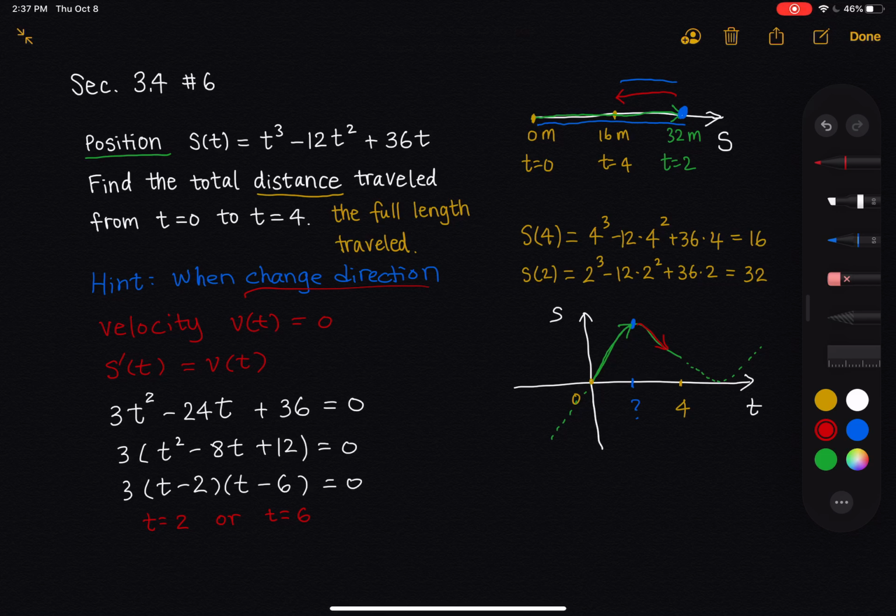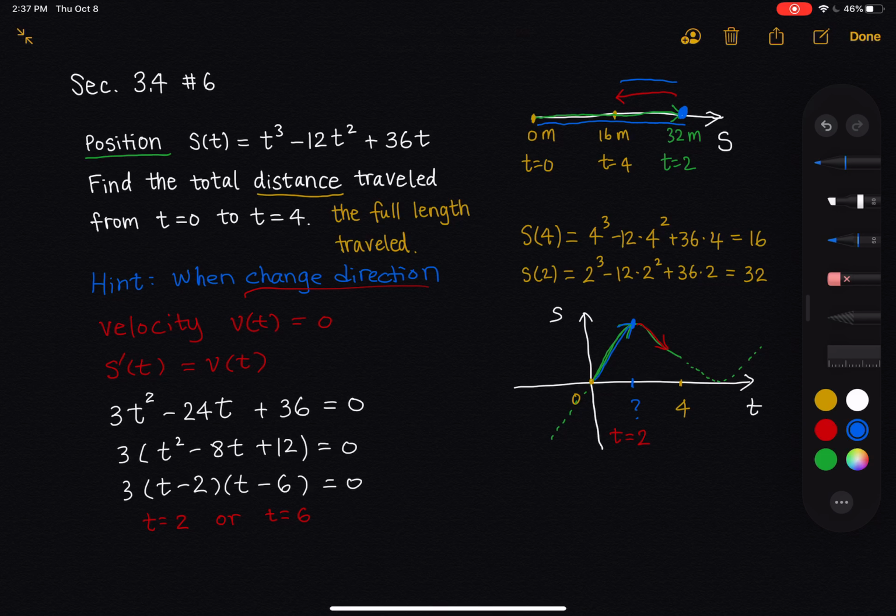But because we're talking about the interval 0 to 4, the point we're talking about is at 2. So what it's telling us is that at 2, the particle is going away from where it used to be, but then it changes direction, so it's going back toward its origin. So this is how you solve the problem.